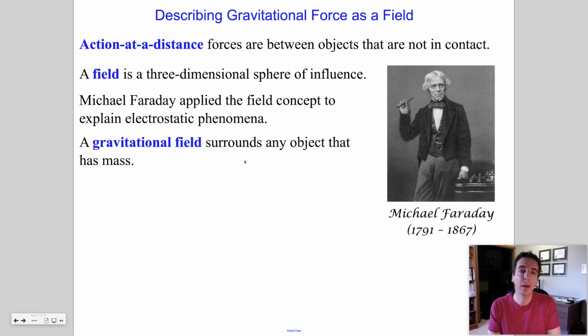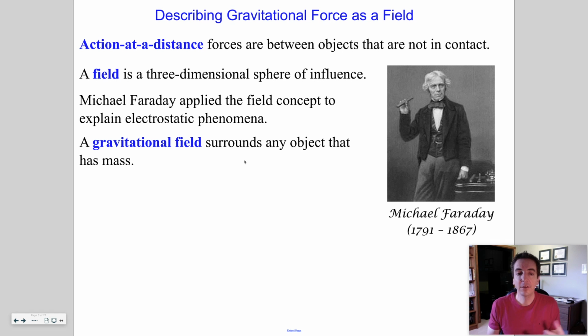So to explain that, we would say, for example, for the Earth and the apple again, that the Earth is surrounded by what we call a gravitational field. A field, as it says, is a three-dimensional sphere of influence. And that influence is to exert, in the case of a gravitational field, a gravitational force. The field concept was developed by Michael Faraday to explain electrostatic phenomena, so forces between electric charges, magnets, stuff like that. You're going to learn about that stuff in Physics 30.